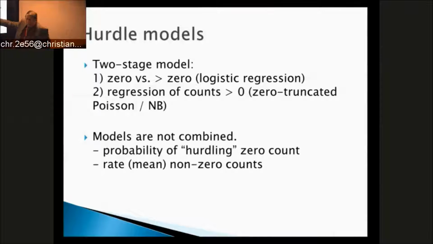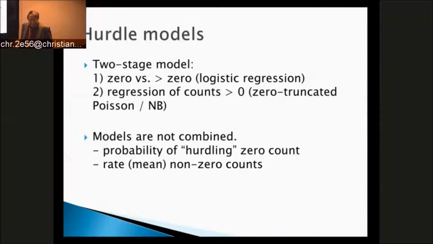Like I say, now it gets really easy because this is straightforward. In this case, the models are not combined like we did with the zero-truncated one. So we're actually going to get two different pieces of information in a hurdle model. We're going to get the probability of a non-zero count, and then we're going to get the rate or the mean of the non-zero. That's very satisfying, actually. It's simple to understand. It is. I say it's straightforward.